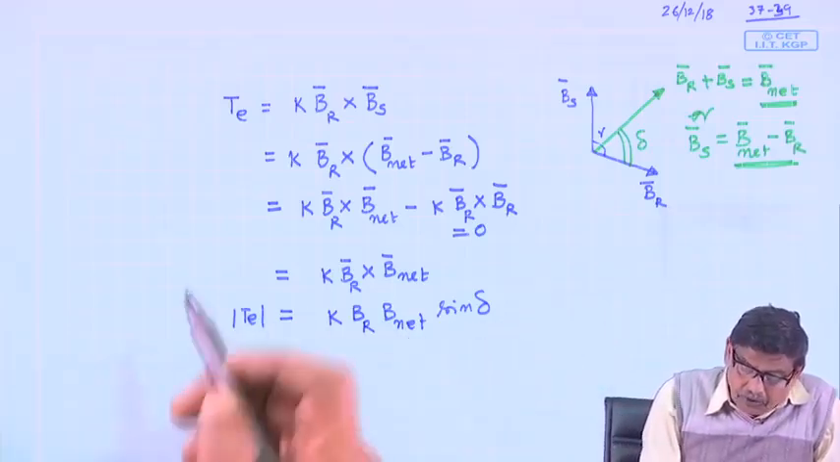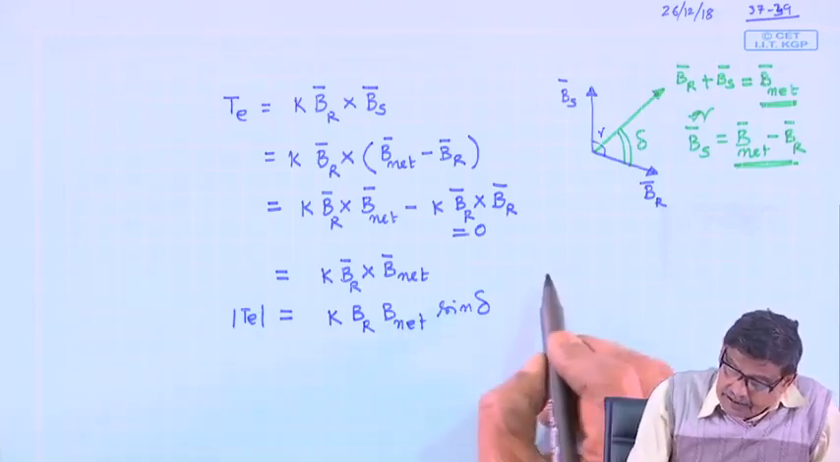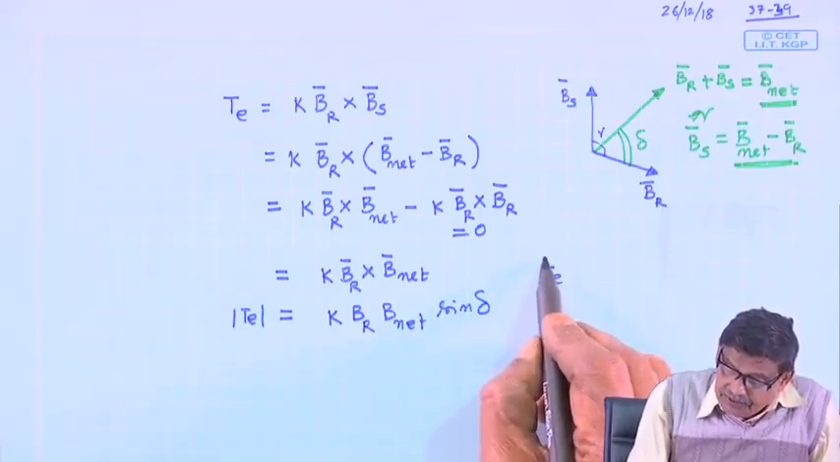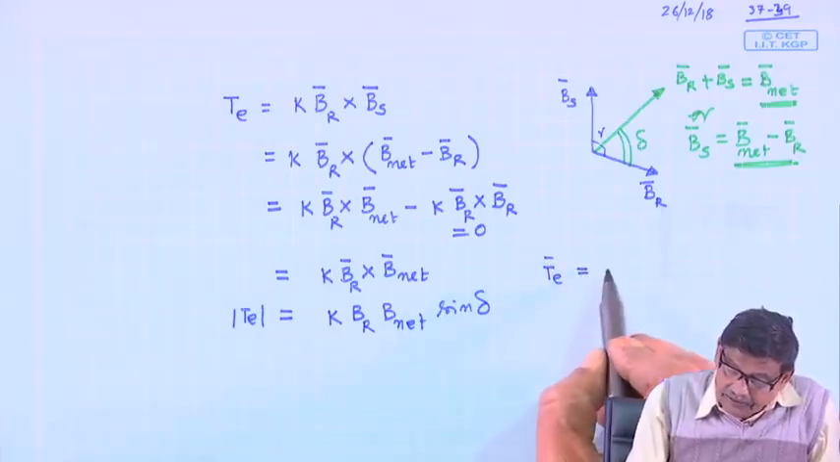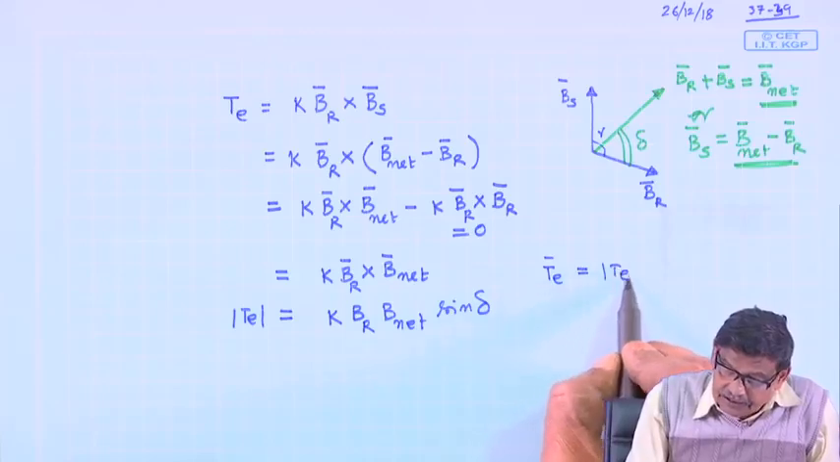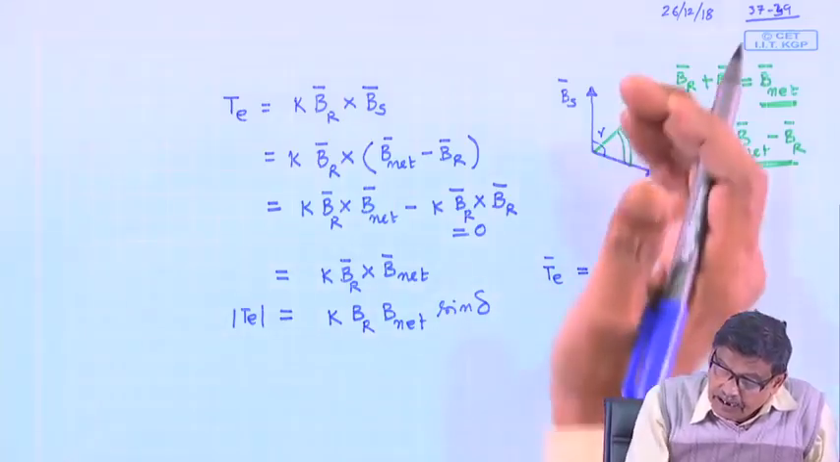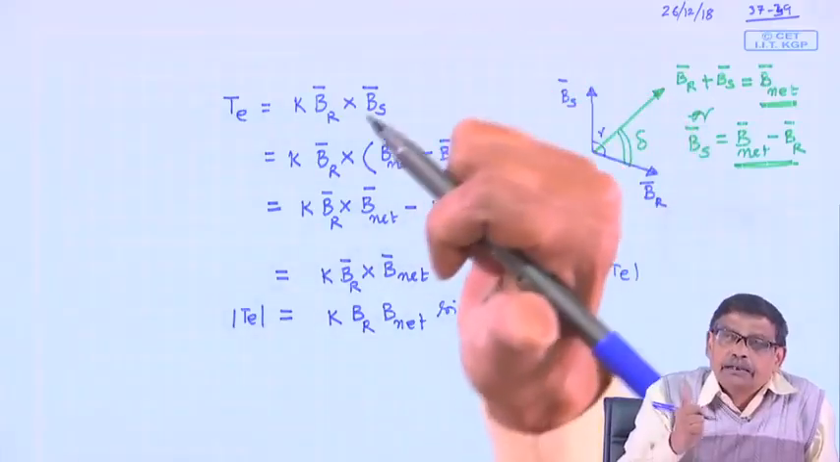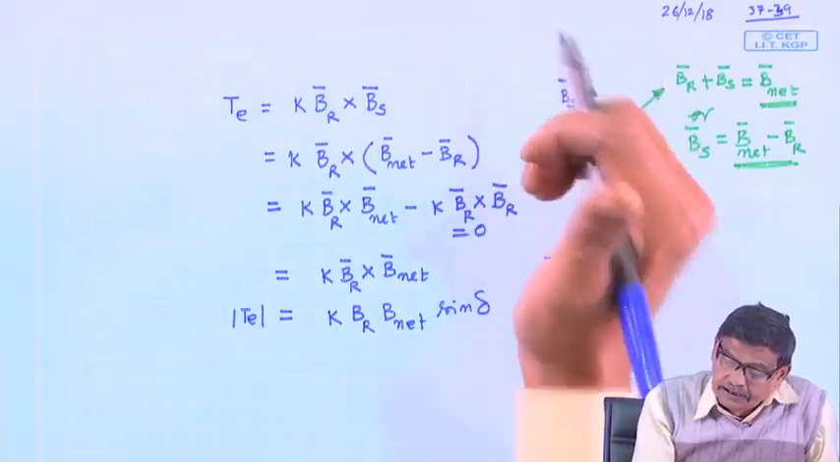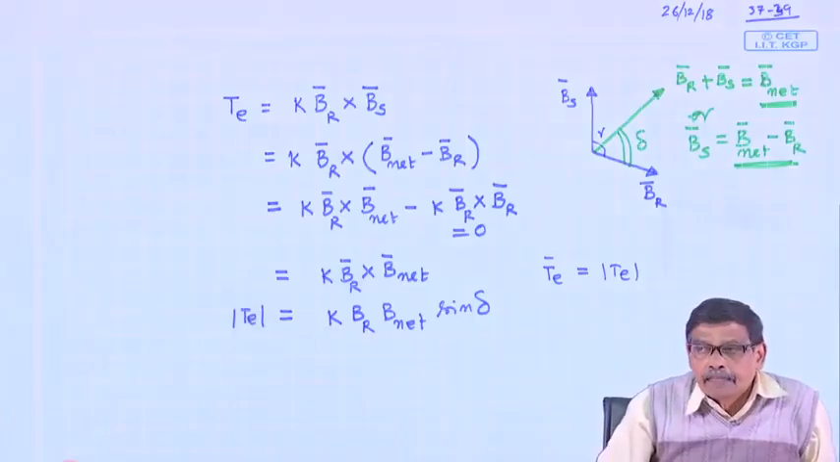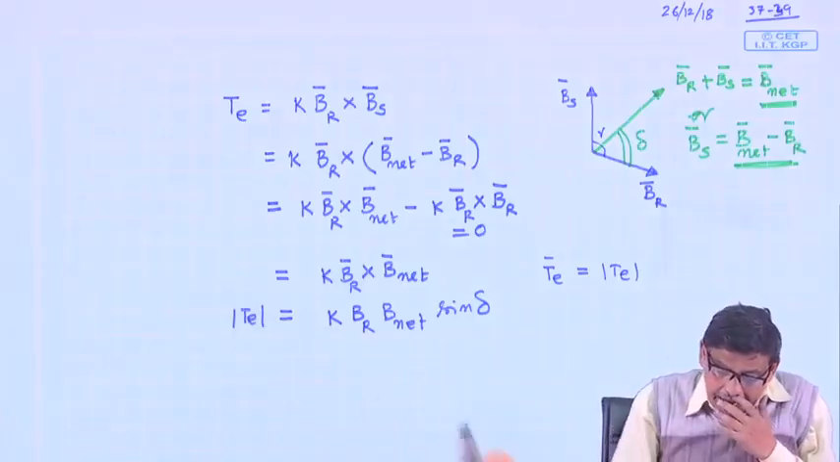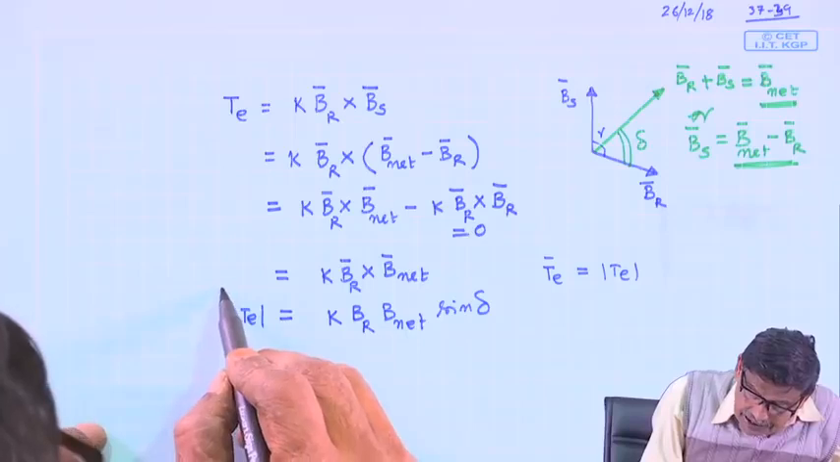Of course, torque is a vector, and that vector if you write like this, it will be the magnitude of T, that is this term, into a unit vector perpendicular to the plane of the paper, indicating the torque is acting in the anticlockwise direction. Anyway, but what we want is the magnitude of the torque.